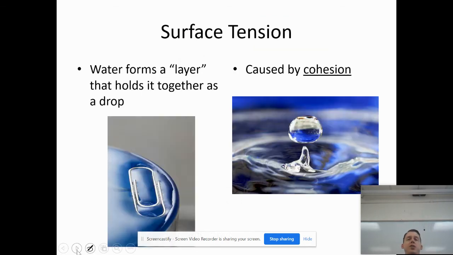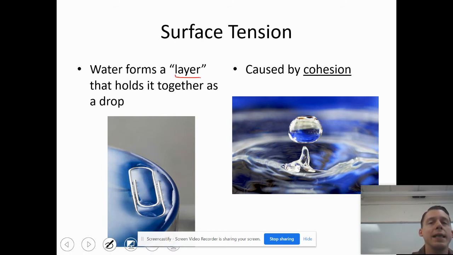Okay, now adhesion and cohesion are going to cause a number of different properties. One of these properties is surface tension. Surface tension is when water forms a layer that holds together as a drop. And this is caused by cohesion. Surface tension is caused by cohesion.